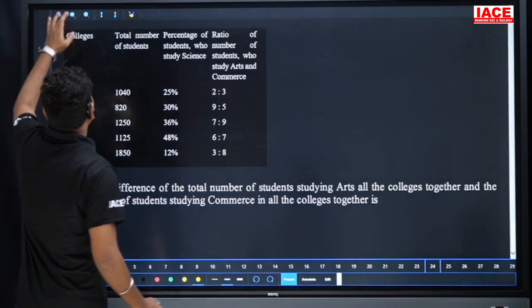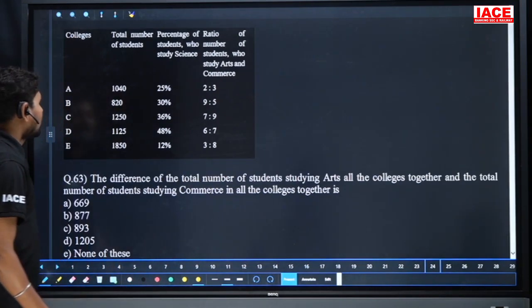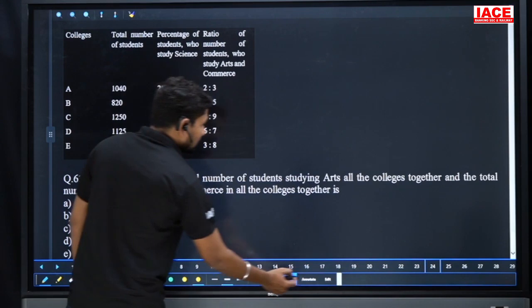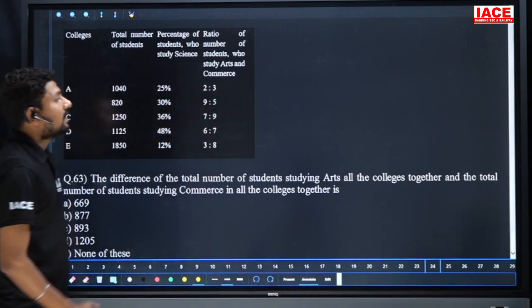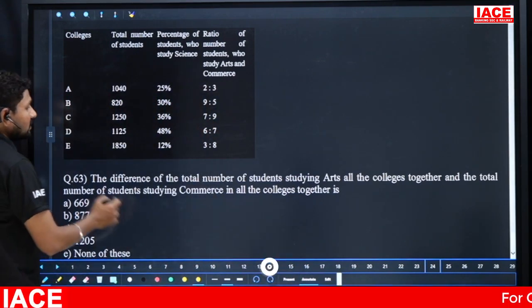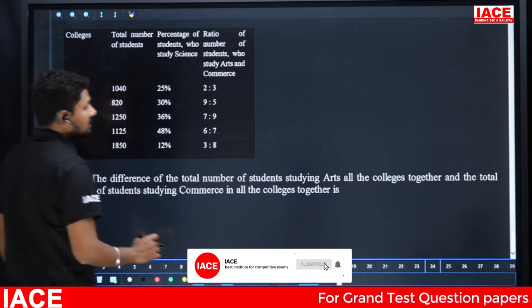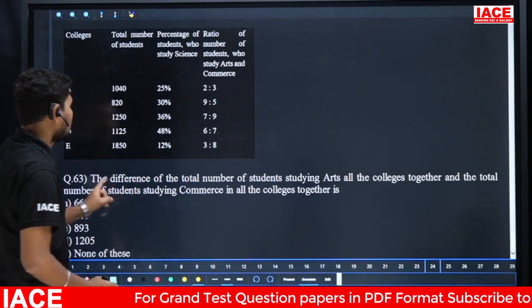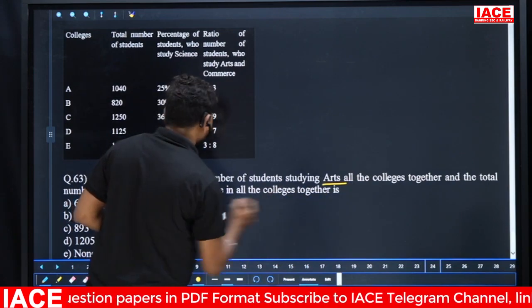63 here. So what is the question they are asking? The difference of the total number of students studying arts in all the colleges together and the total number of students studying commerce in all the colleges together. Particularly we require the difference between arts and commerce in all the colleges.